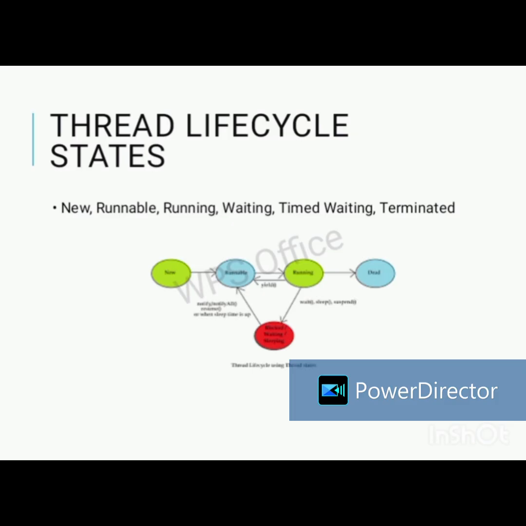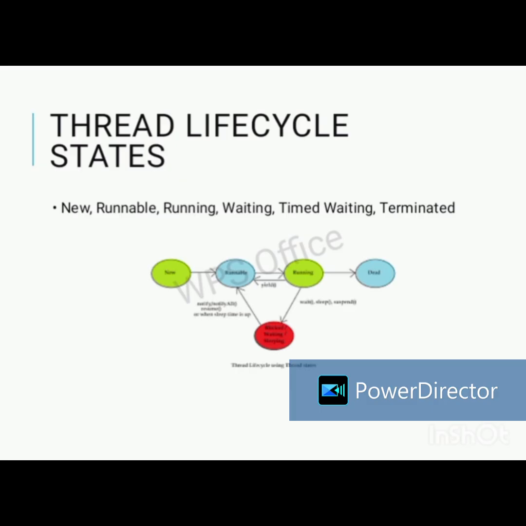Second one, runnable. After calling the start method, the thread moves to the runnable state. Here it's ready to run and waiting for CPU time from the thread scheduler. Third one, running. When the thread scheduler picks the thread from the runnable pool, it moves to the running state where the run method is being executed. Fourth one, blocked. A thread is in a blocked state when it is waiting to acquire a lock to enter a synchronized block or method.